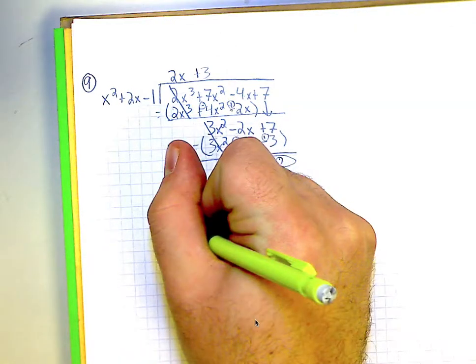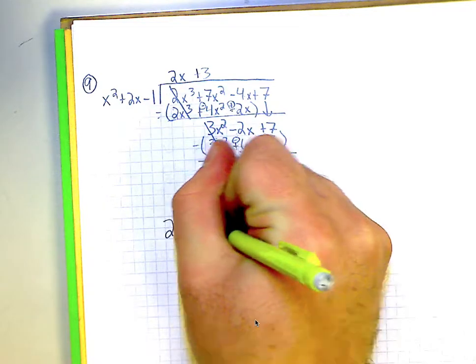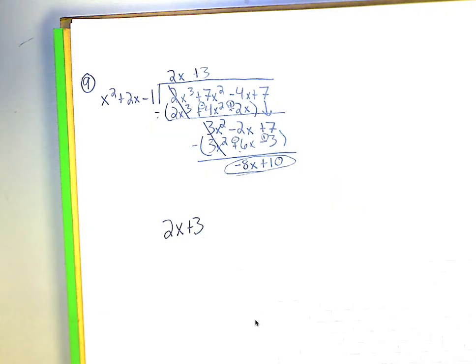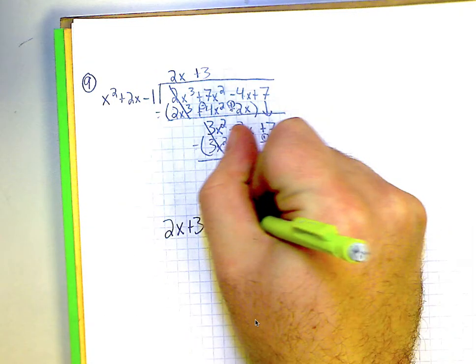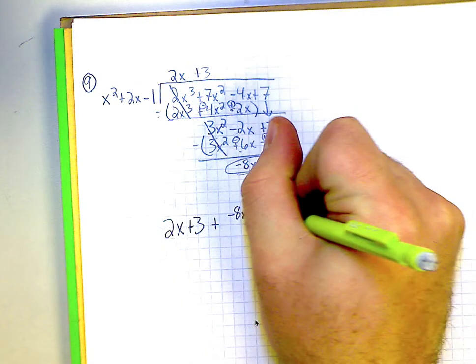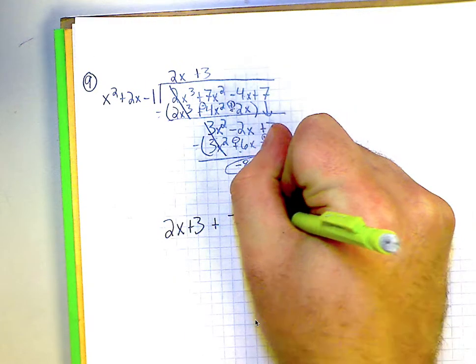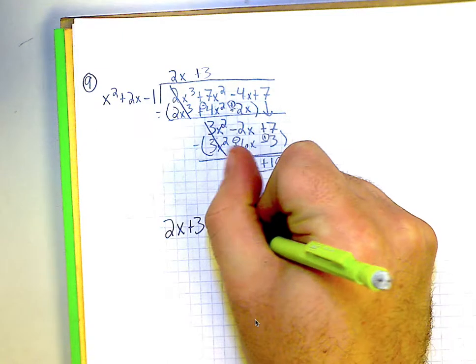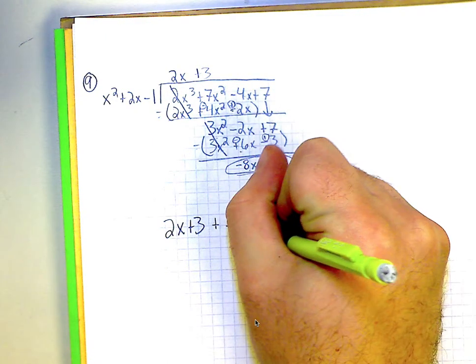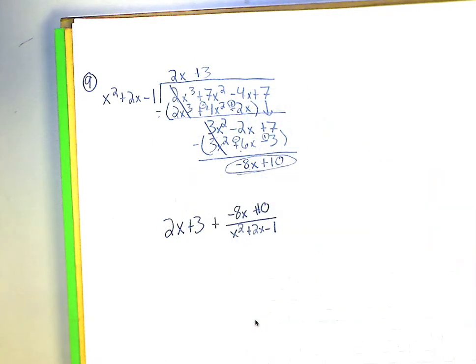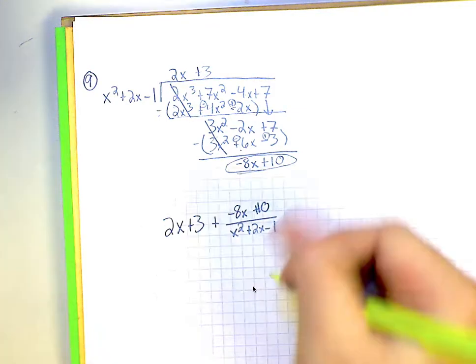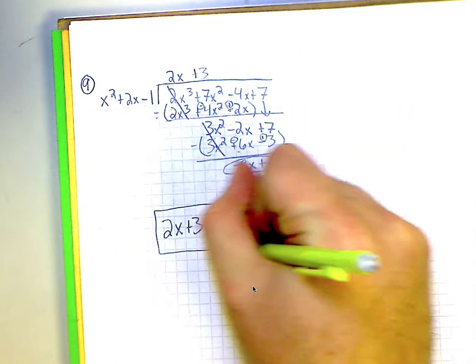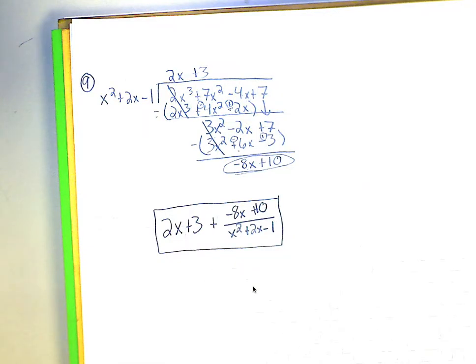If I do that, I'll do that down below here. I have 2x plus 3. And to that, I'm adding our remainder, which is negative 8x plus 10, still waiting to be divided by the entire x squared plus 2x minus 1. Alright, so this here is now our final answer.